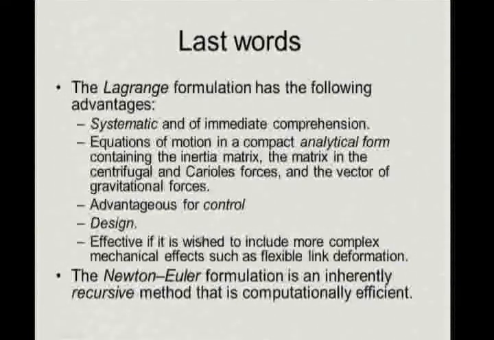And if you wish to include more complex mechanical effects like flexible link deformation, you can do that very easily because you just need to add an additional potential energy term and additional kinetic energy term, which you can write for the flexible beam, right. How can you write that? You have done that in mechanics, potential energy of a flexible beam pretty easily, and then you just need to crunch it a bit more, and then you can write those equations.